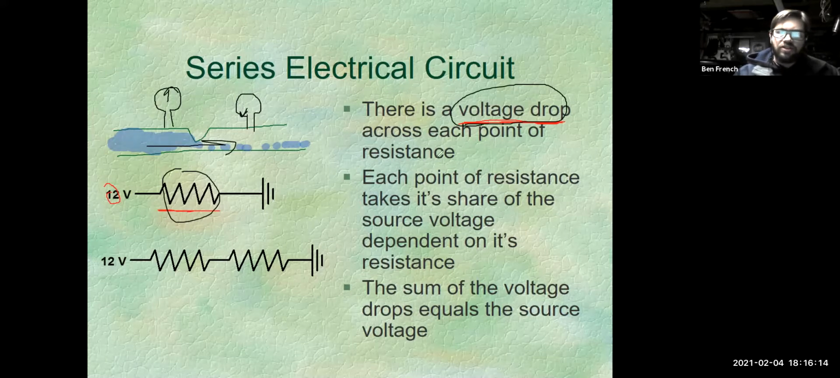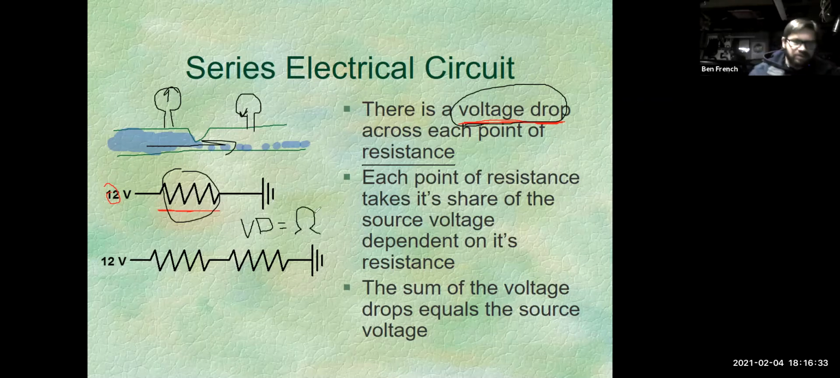So there's a voltage drop across each point of resistance. That also means that if I measure a voltage drop, or VD, for voltage drop, that's another way to say, oh, there's some resistance there. So VD, from our perspective, does not mean venereal disease. It means voltage drop. And what that really means for us is, hey, there's some resistance there.